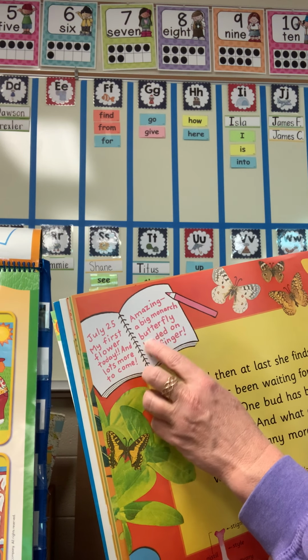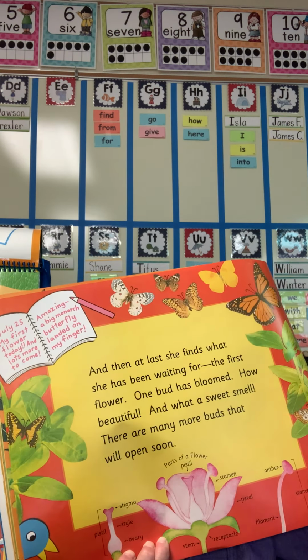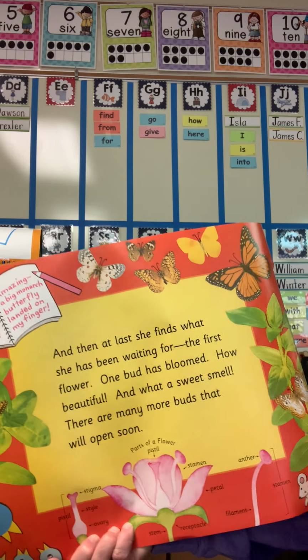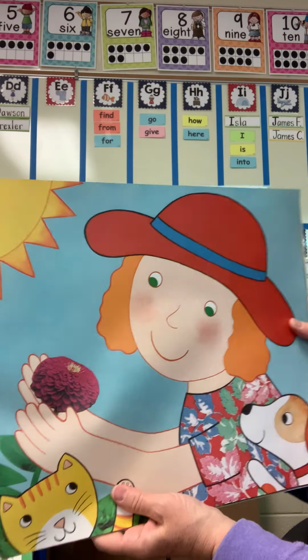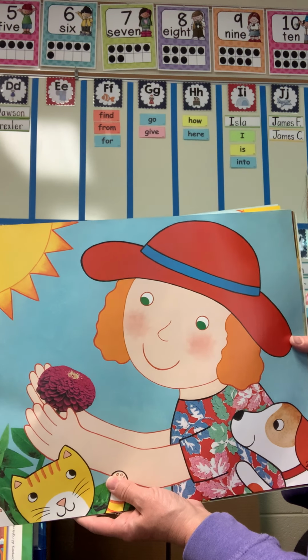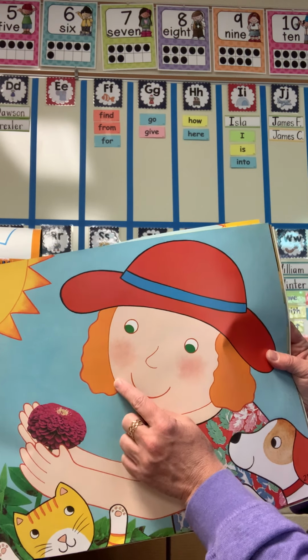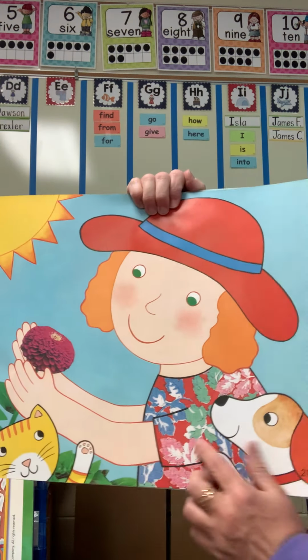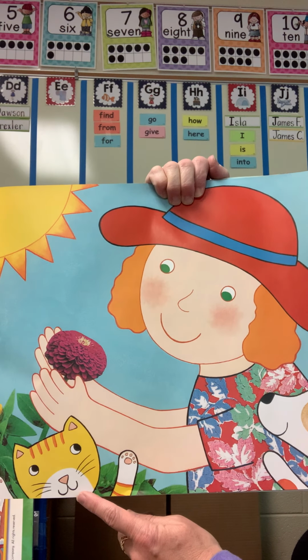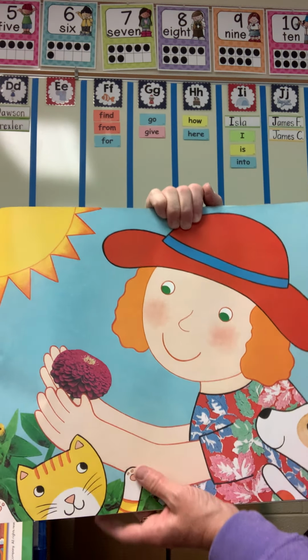Amazing. A big monarch butterfly landed on my finger. How lucky is that? And here she is looking at one of her flowers. Look at this big smile on her face right here. Oh, look who else is happy. Her puppy and her kitty. Her flower is beautiful.